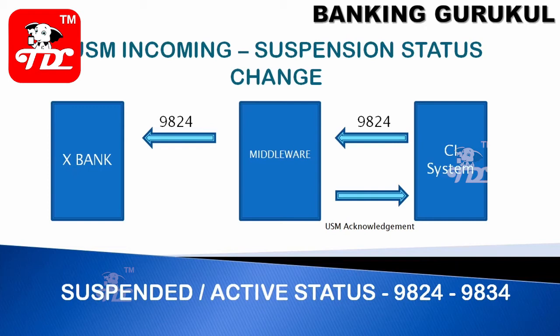Once the system comes to active, X bank will send the acknowledgement response. In these cases your request will be 9824 message and your response will be 9834. This is only for checking whether the other system is in active status or suspended status. These messages are useful.